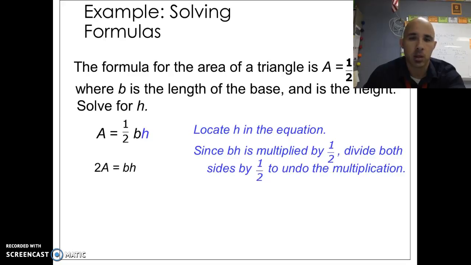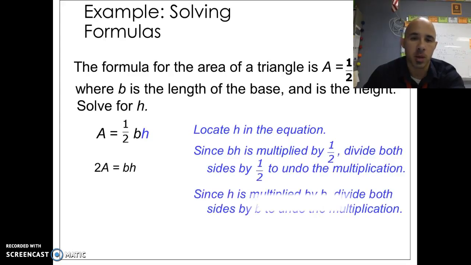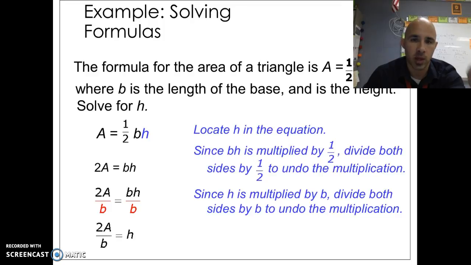All right. Again, we want to solve just for h, so let's divide both sides by b. So there it is. h is by itself. You solved for that literal equation: h equals 2a over b.